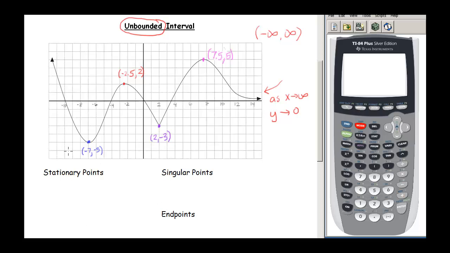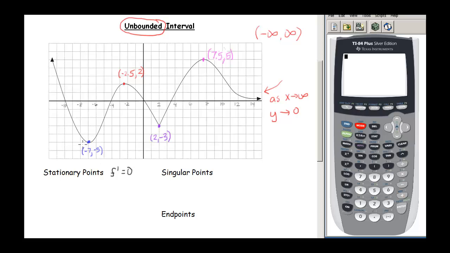Okay, so last time we just went along our curve and wrote down our points that way. This time, I want to do it slightly different. What I want to do is list all my stationary points. So stationary points, remember, are where your derivative is 0, or where you have a horizontal tangent.